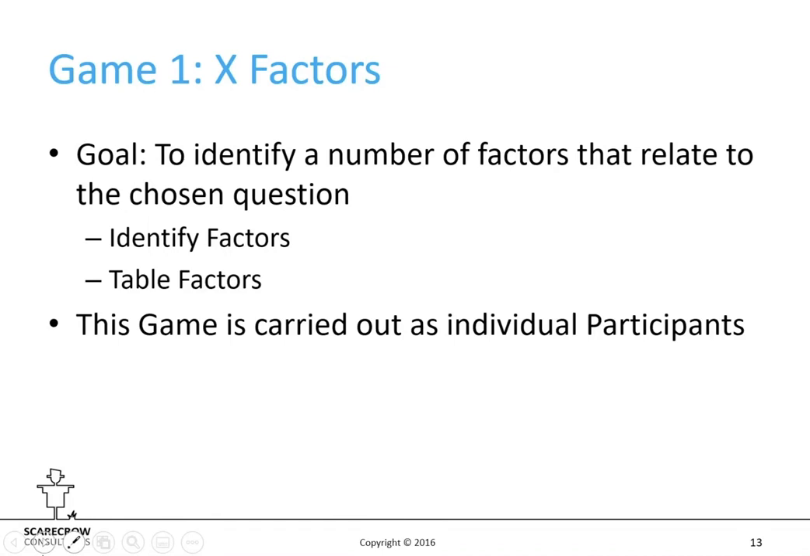So the idea is we play a series of these different games. The first game that we'll play, and there are about 7 or 8 of these games, and you can do them. We do a thing called TeamStorming Lite as well, and that's when you've only got a few hours to do it, so we can strip down the number of games. Basically, what we do in the first game, they've all got hilarious names as well, as you can imagine. The first game is called X Factors, and the goal is to identify a number of factors or anything really that relates to the chosen question.